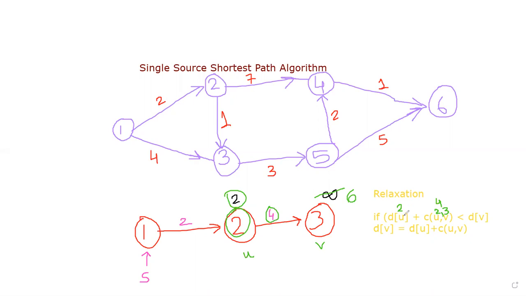What is the weight given? 4. So 2 plus 4 is 6. And what is d of v? Cost of v, initially it was infinity. So you have to check whether 6 is less than infinity. If the condition is true, then you have to relax the cost of v by updating the smallest value on v. So it was 2 plus 4 and that is 6. So you have relaxed the value of 3 to 6. This way you got the shortest cost for your vertex 3. Clear? So you have to remember this formula for calculating the shortest path from one vertex to all other vertices.